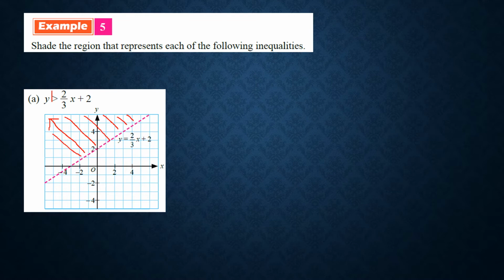Remember, when you shade, you just draw lines like this. No need to blacken it, tak perlu hitamkan. Just take your ruler, draw the lines, and shade.